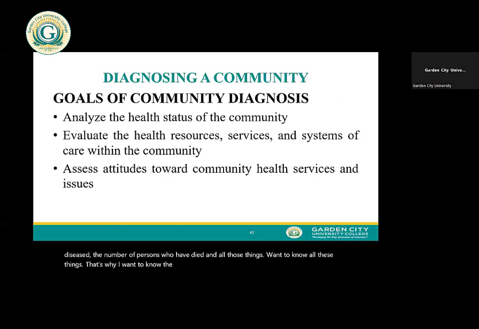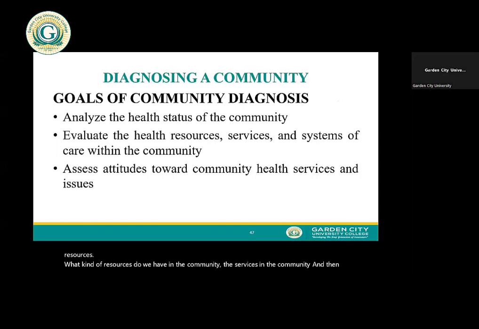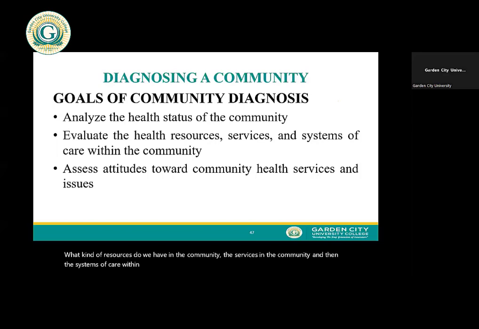Then you want to evaluate the health resources. What kind of resources do we have in the community, the services in the community, and the systems of care within that particular community? Another goal is to assess the attitudes towards community health services and issues by the community members themselves.